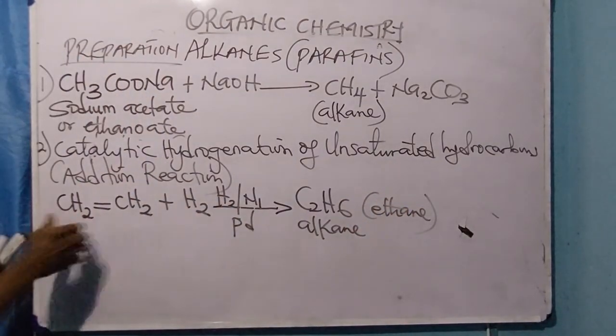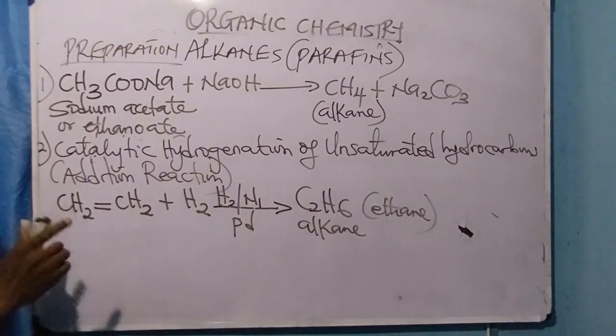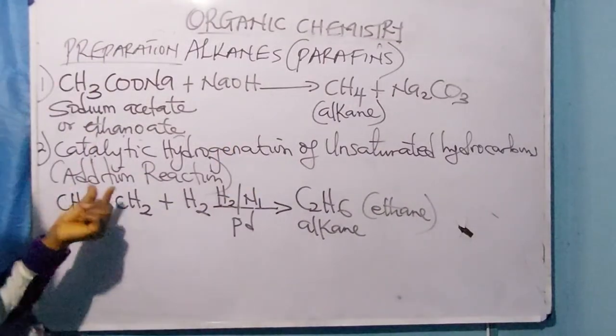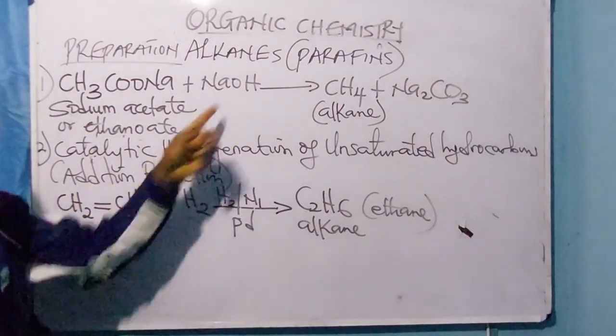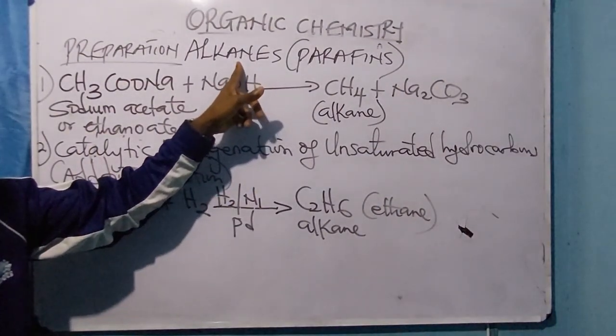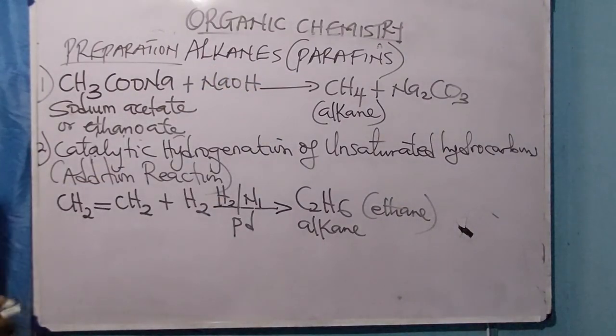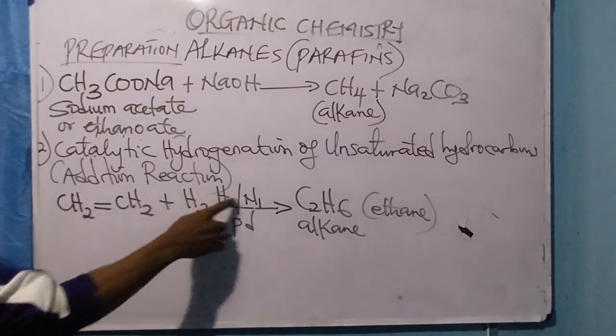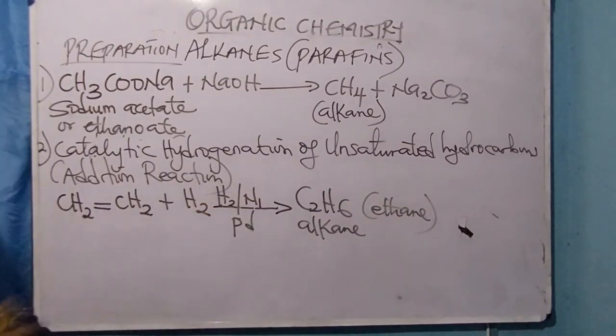Alright, so we have successfully produced ethane. This one is alkene. You know I told you it is only unsaturated hydrocarbons that undergo addition reaction. Please, alkanes never undergo addition reaction. Which means that during addition reaction, the catalysts used are hydrogen, nickel, or what? Palladium. Take note of that. Alright.